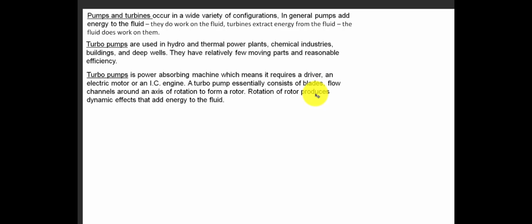Then we have your turbo pumps. They are used in hydrothermal power plants, chemical industries, buildings, and defense. They have relatively few moving parts and reasonable efficiency. Now, a turbo pump is a power absorbing machine which requires a driver, an electric motor or an internal combustion engine. A turbo pump essentially consists of blades and flow channels around an axis of rotation to form a rotor. Rotation of the rotor produces a dynamic effect that adds energy to the fluid.